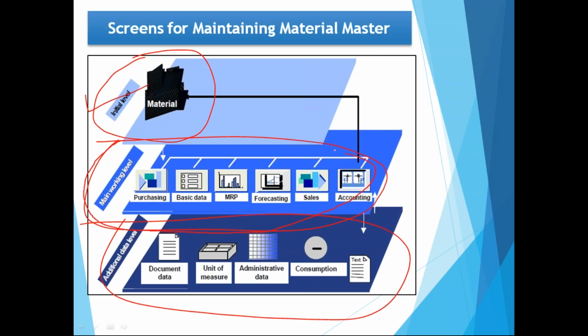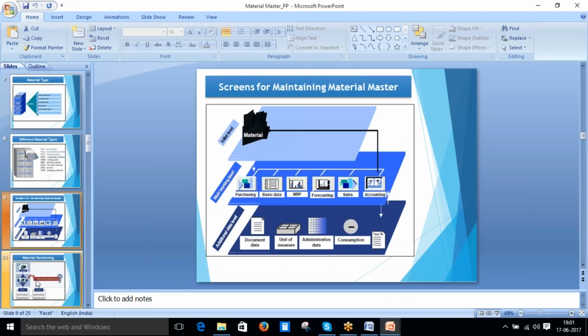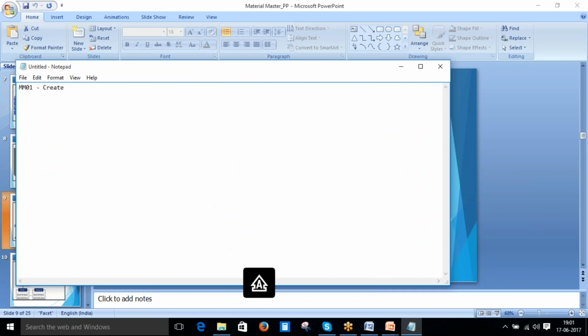So let's start creating in the system. The transaction codes you might be knowing. Creation is MM01, create. Change is MM02, change, and display is MM03. Okay, so now let's start creating the data in the system.